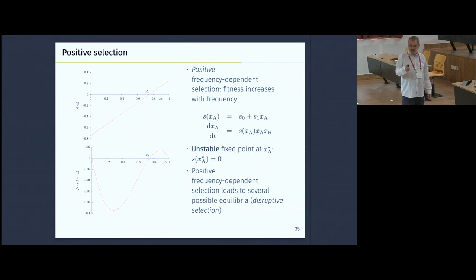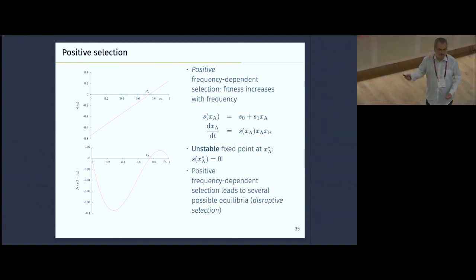Now, you have a fixed point, but this fixed point in the middle is unstable. And so what you have is that your population will end up either at one side or the other, depending on where you start. In this context, we have a deterministic equation. So you start with a given frequency, and you end up either with 0 or with 1.